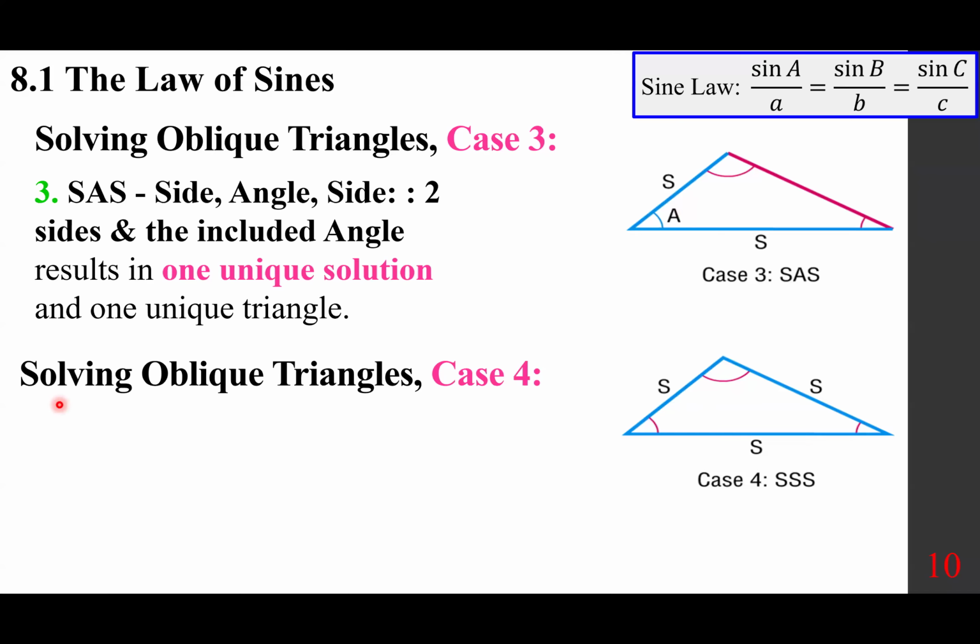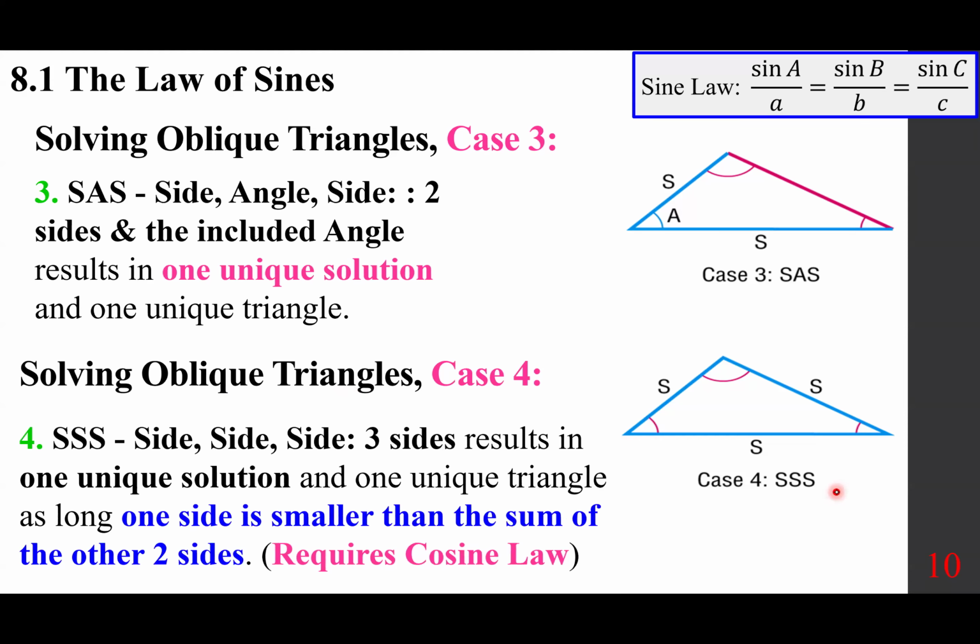Case 4, solving oblique triangles, SSS. Side, side, side. Three sides result in one unique solution and one unique triangle, as long as one side is smaller than the sum of the other two sides. And of course, we have to go with the next section, cosine law. So any side that you pick, it has to be smaller than the sum of the other two. Otherwise, it doesn't work.